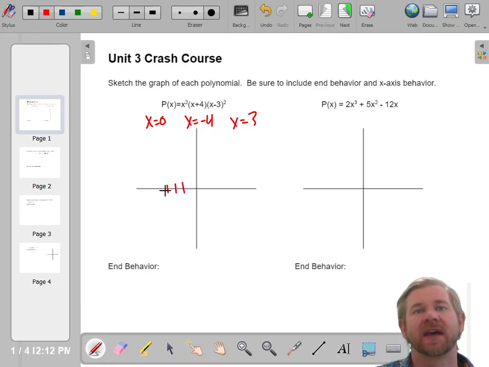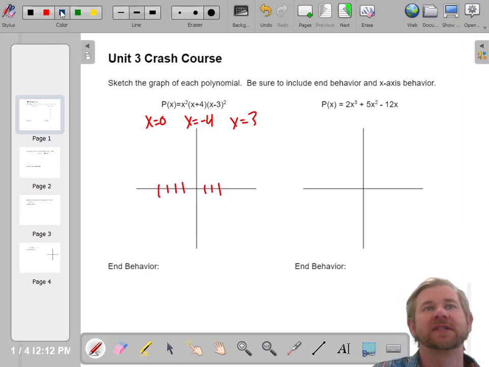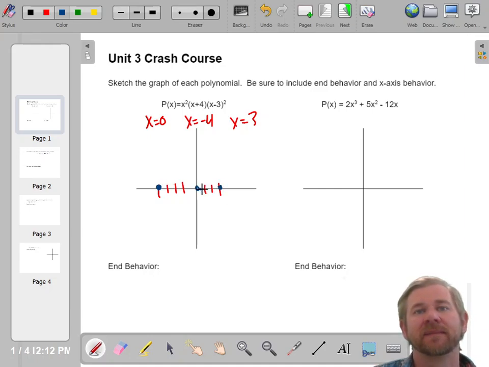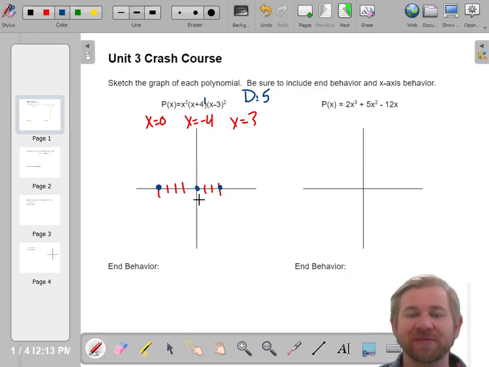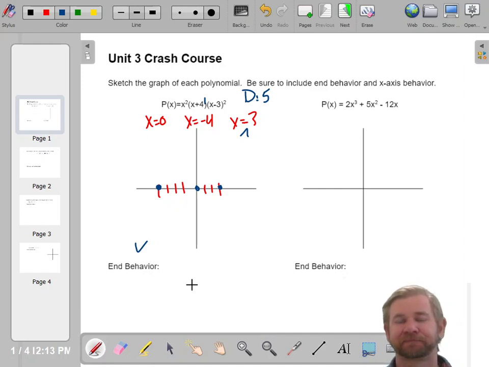So let's sketch that. Put intercepts at negative 4, 0, and positive 3. Now, the next thing is you have to remember that this is the factored form. So to find the degree, we have to add up the exponents. 2 plus 1 plus 2. This is degree 5. So knowing that it's degree 5 means it's odd, so the endpoints go in opposite directions.